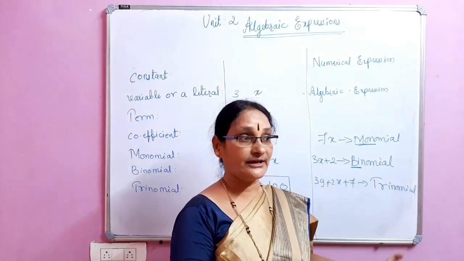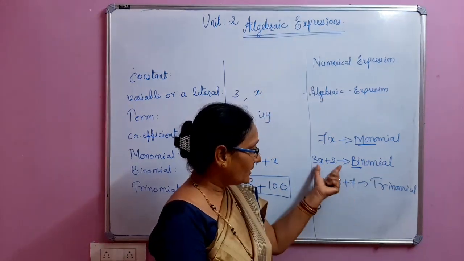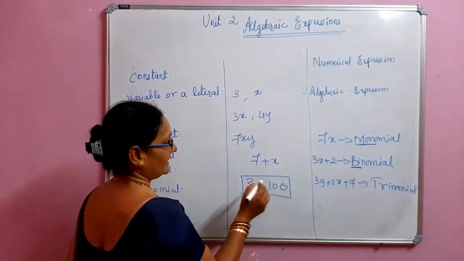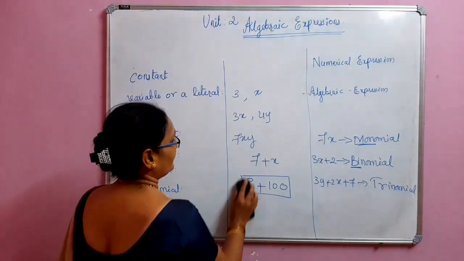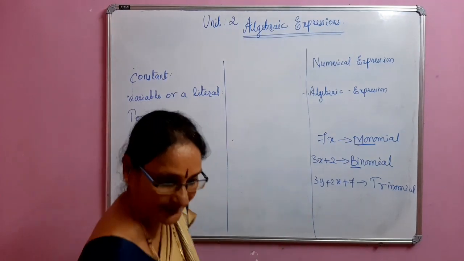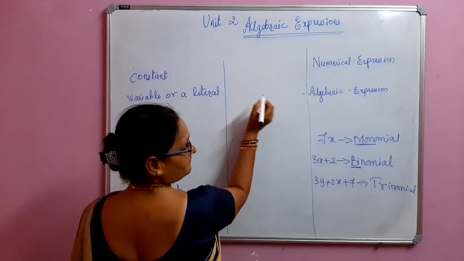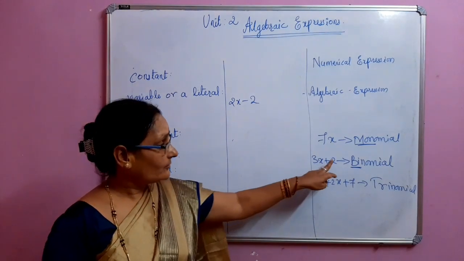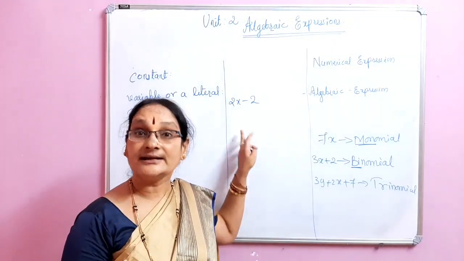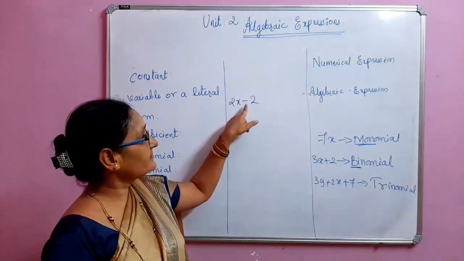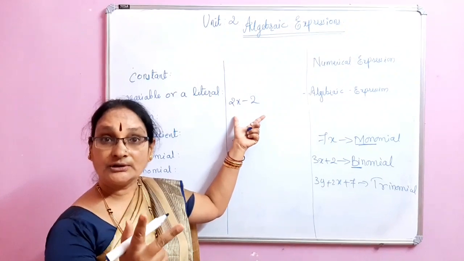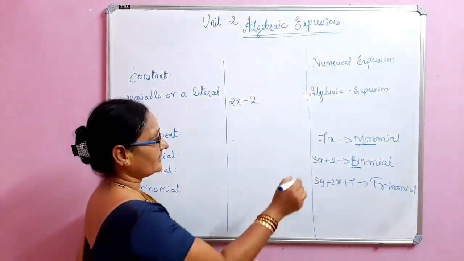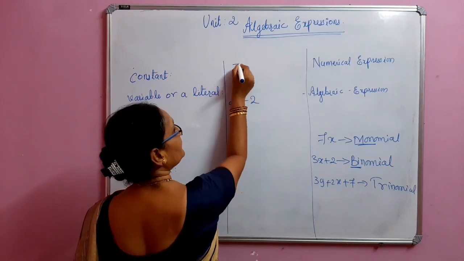And here one more thing you have to observe. In these two cases I have taken only plus. But the algebraic expressions may also be like this. What is that? 2x minus 2. You may ask, why ma'am, only plus you have taken? You can take minus also. 2x minus 2. Here how many terms are there? 2 terms. Then what is it? It is a binomial expression.